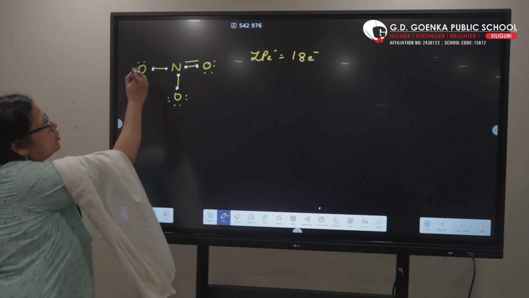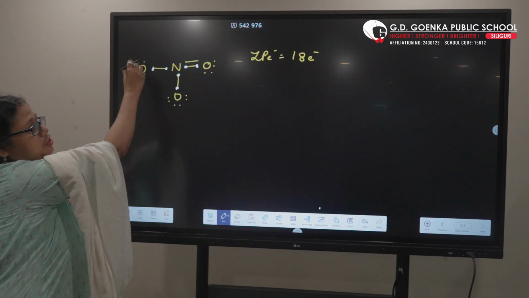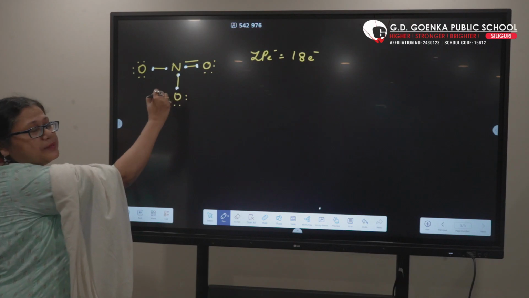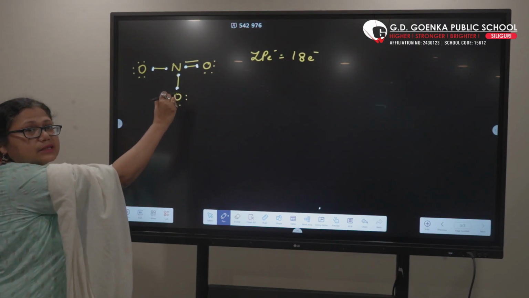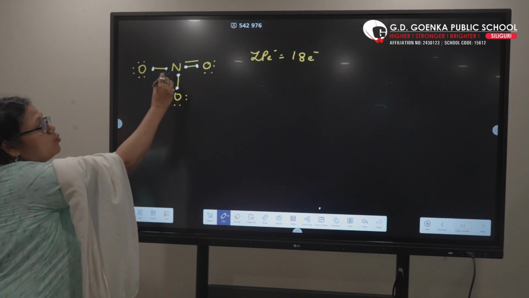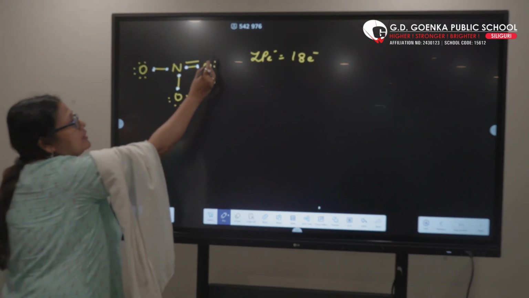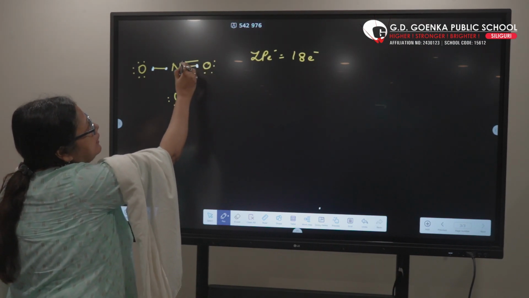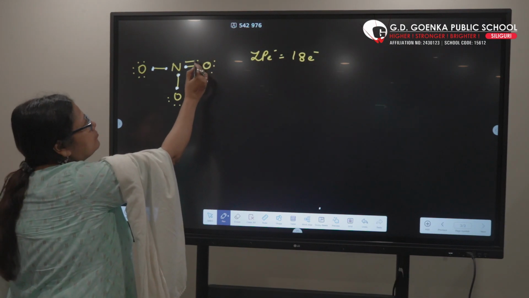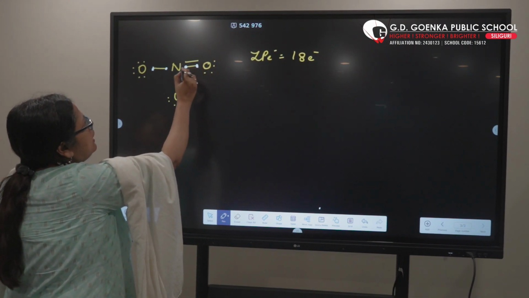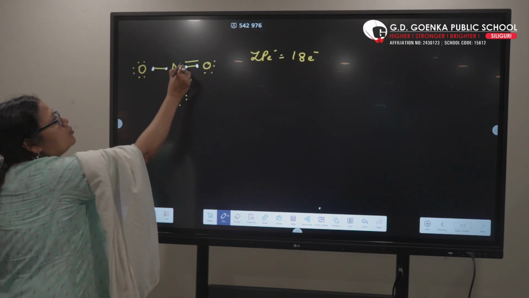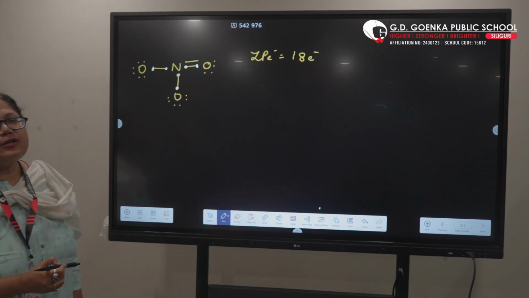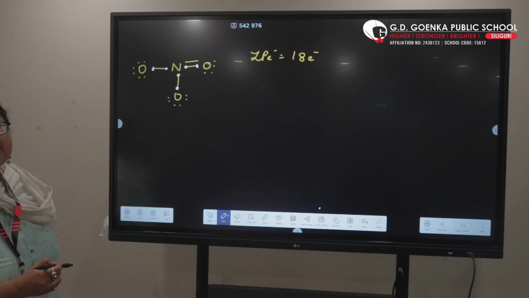the central atom. See, starting from the corner atoms, this oxygen atom's octet is already fulfilled. For this oxygen atom, the octet is being fulfilled: 3 lone pairs, that means 6 electrons, and 1 bond pair, 8 electrons. And for this oxygen on the right, 2 lone pairs, that is 4 electrons, and 2 bond pairs. So we have fulfilled the octet of oxygen. And for nitrogen, the central atom, 1, 2, 3, 4, 5, 6, 7, 8. So this is the Lewis dot structure of nitrate ion.